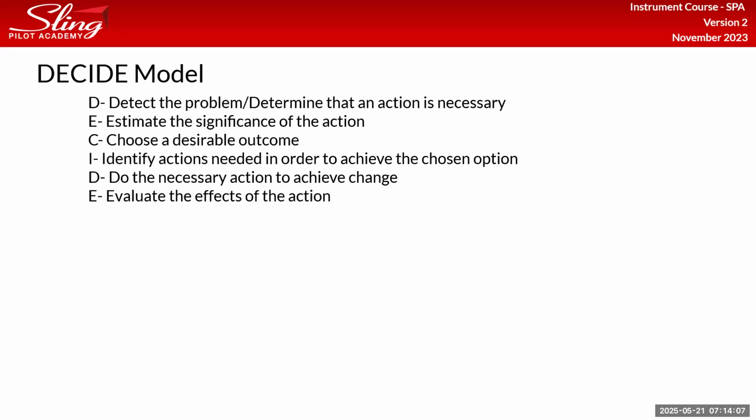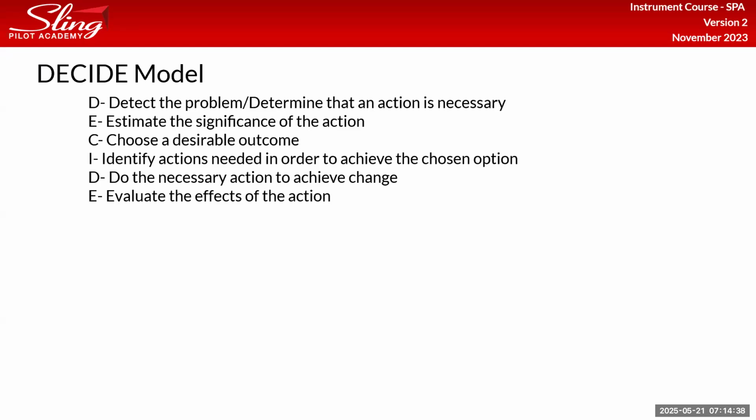I, identify actions needed in order to achieve the chosen option. So pretty straightforward, what do you need to do to fix the problem? Is it a checklist? Is it maybe help from ATC, where you request assistance? Flying the plane a certain way, to sort of deal with the problem if it's not an emergency. What are the actions you need to do to fix that?